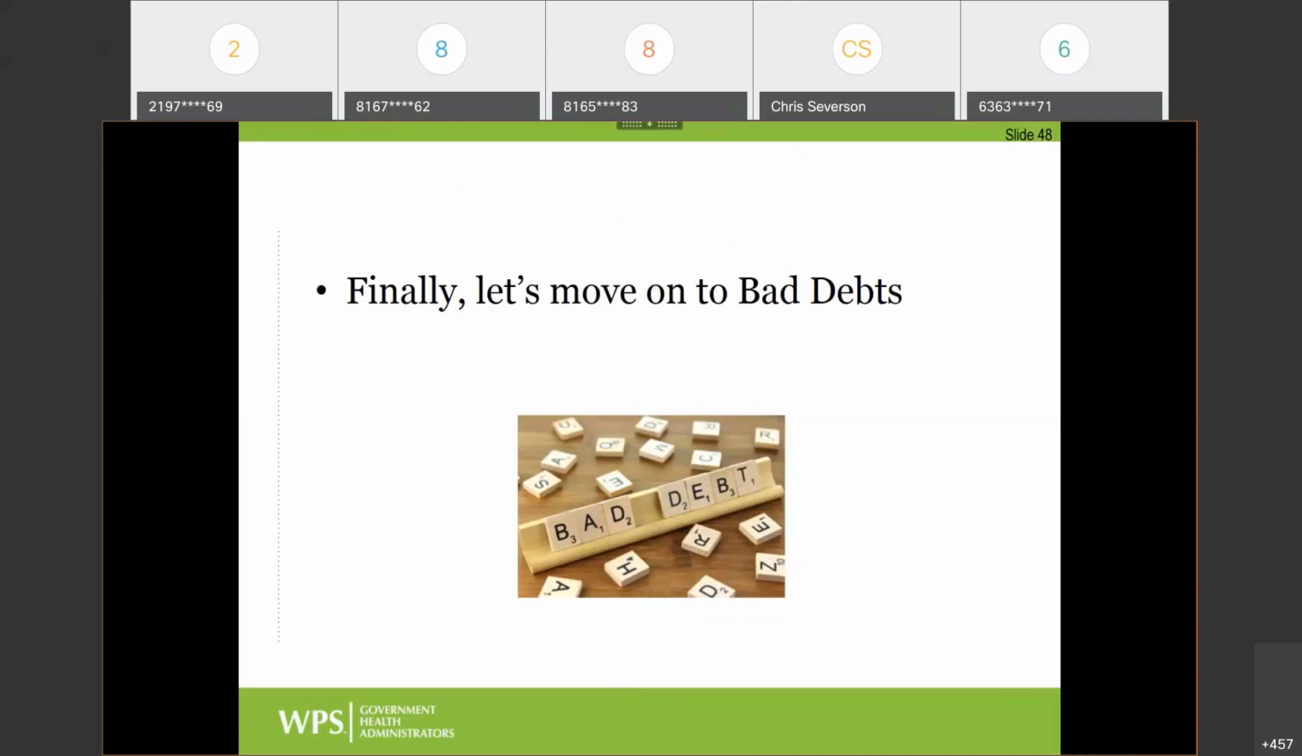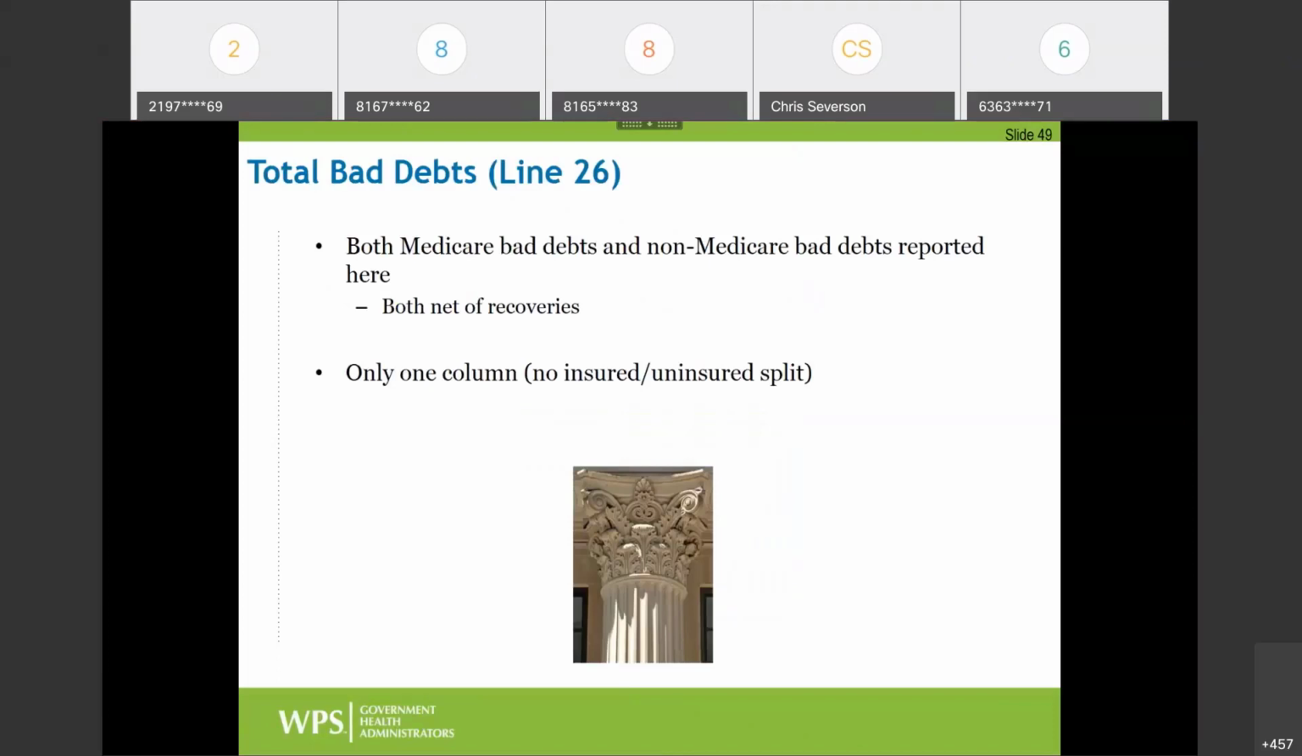Okay, I'm going to move on to the next slide talking about bad debts here. We've really covered a lot of this, to be honest with you. Line 26 is both Medicare and non-Medicare. They're both net of recoveries. There is currently no uninsured or insured split. I know there was that comment earlier, and there was even a proposal that they split this into uninsured or insured, so they have a better way of determining how much to subject to the cost-to-charge ratio. That's just unfortunately currently not how the instructions work, but that might be a change in the future.